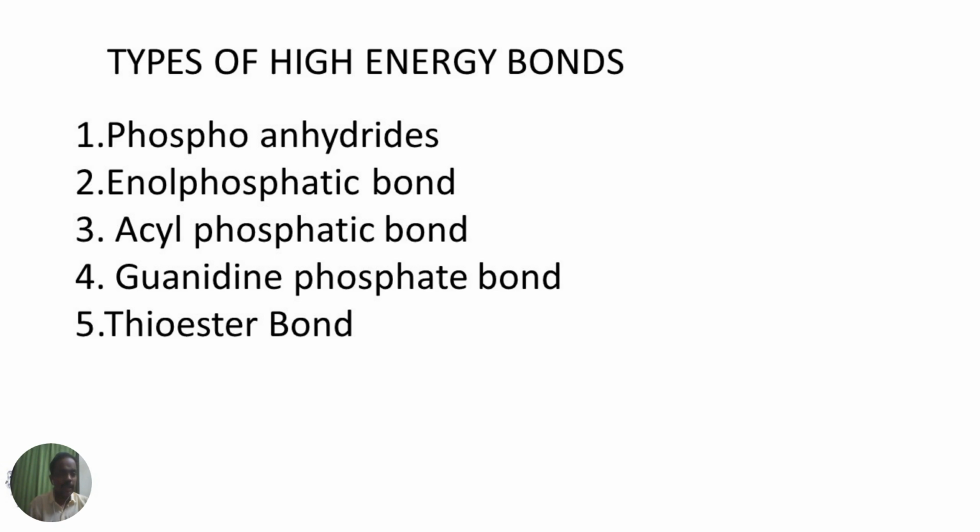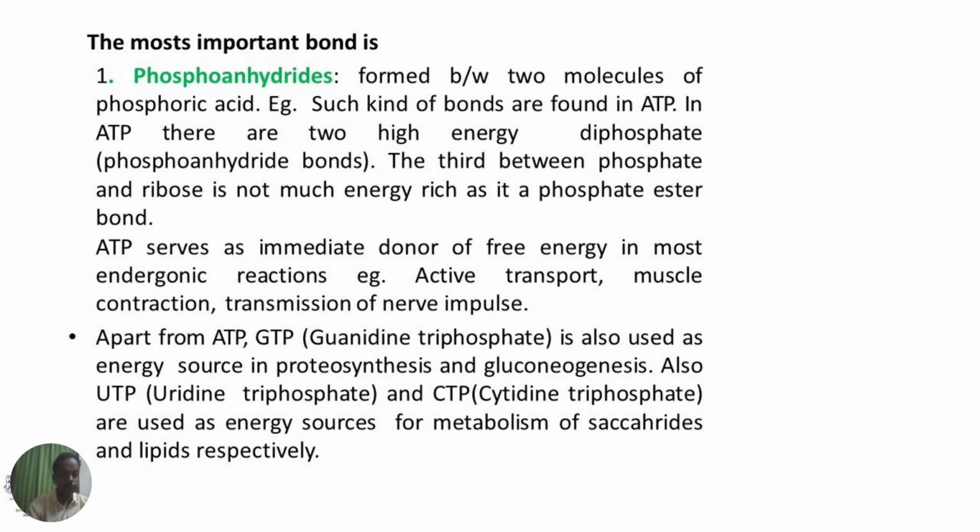The types of high energy bonds are the phosphoanhydrides, the enol phosphate bond, the acyl phosphate bond, the guanidine phosphate bond, and the thioester bond. The most important bond is the phosphoanhydride bond because it is formed between two molecules of phosphoric acid. Such kinds of bonds are found in ATP, adenosine triphosphate. In ATP, there are two high-energy phosphoanhydride bonds. The third, between phosphate and the ribose, is not much energy-rich as it is a phosphate ester bond.